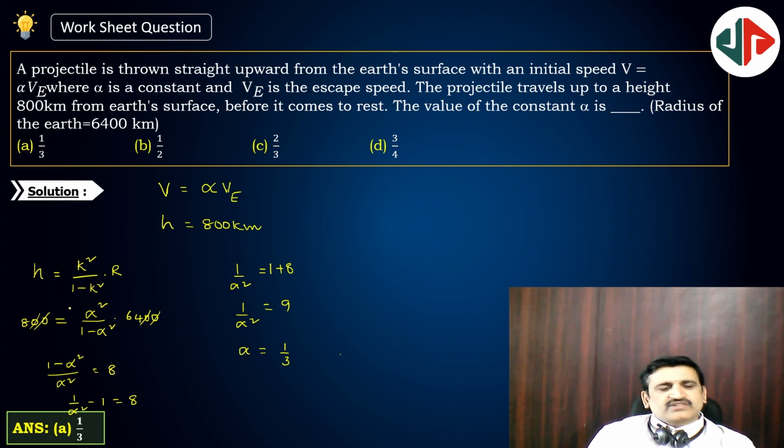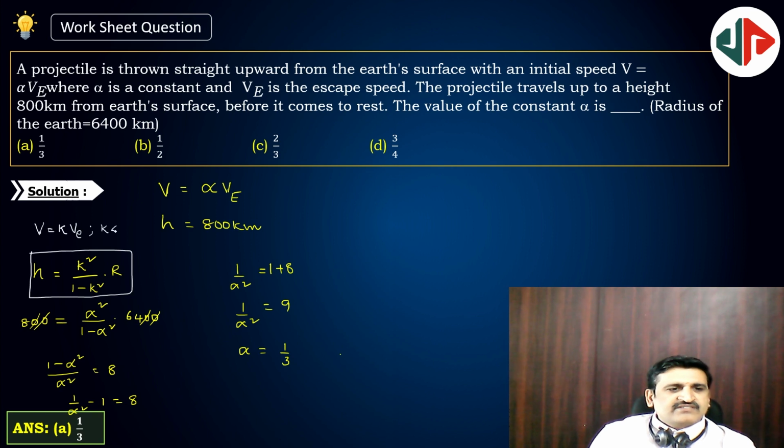1 by 3. So this is the formula. You need to notice this. Height attained when a particle is thrown with k times the escape velocity, and k is less than 1. Height attained is given by k square by 1 minus k square into R.